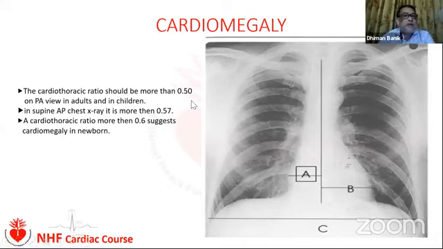If A plus B divided by C is greater than 0.5 in adults or in children, it is said to be cardiomegaly. In supine or AP chest X-ray, in anterior posterior view, if the ratio is more than 0.57, it is said to be cardiomegaly. And in case of newborn, if the ratio is more than 0.6, it is said to be cardiomegaly.